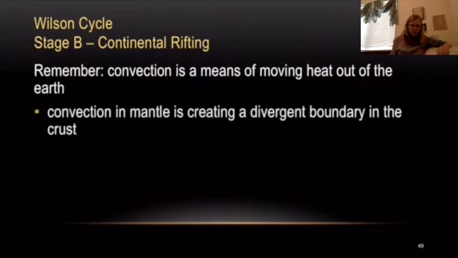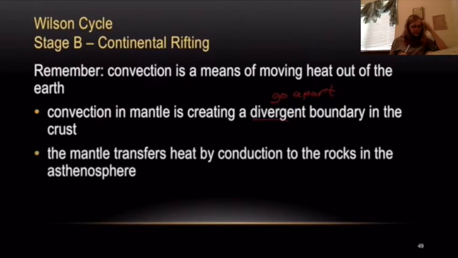The convection in the mantle is creating a divergent boundary. Diverge means go apart. To go apart, diverge. Divergent boundary in the crust. The mantle transfers heat by conduction, so the mantle is convecting, and then the heat in the mantle is touching the crust and conducting that heat into the asthenosphere and into the lithosphere.